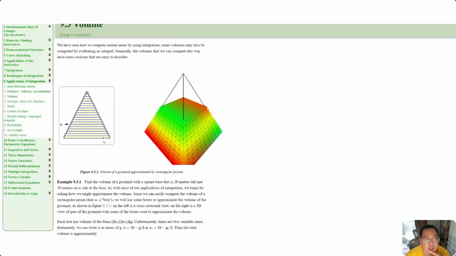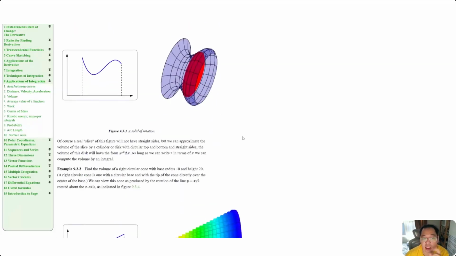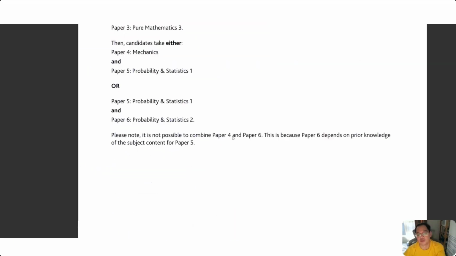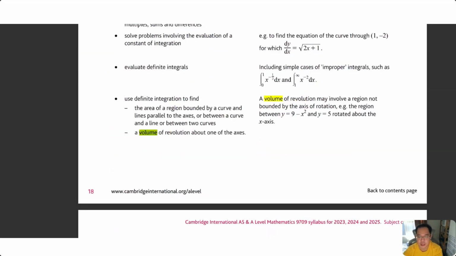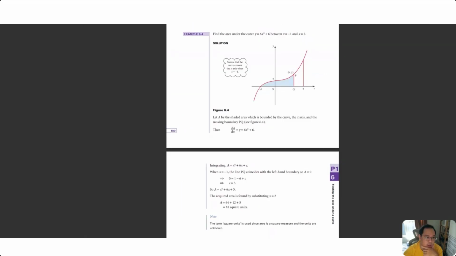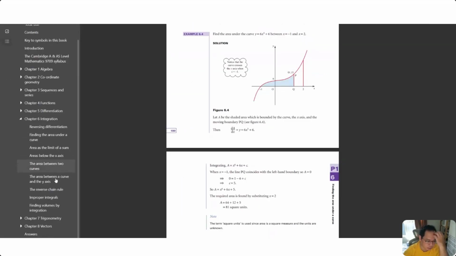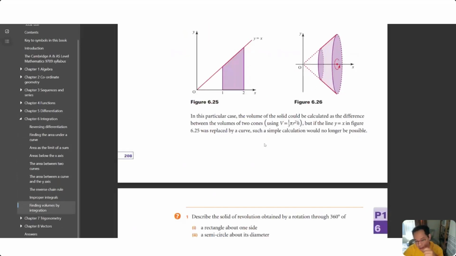It is much harder, and let me check in the syllabus if you need to do the volume calculation. I think it is in the A level, not the AS level. Yeah, calculating the volume of an object using integration. Exactly, 1.8. And in this book, the AS level, I think calculating volume we do later.